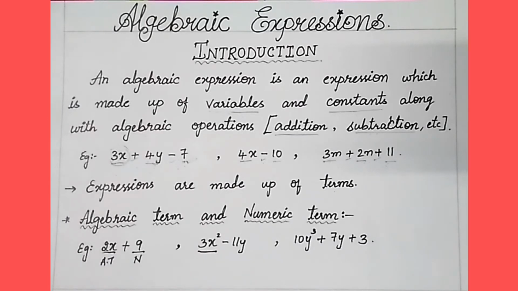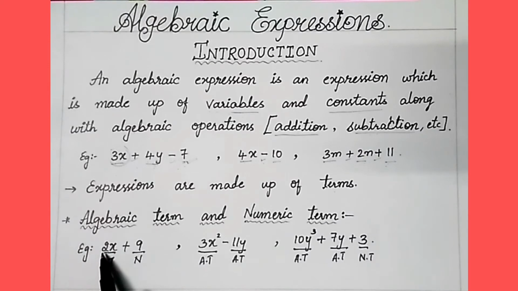3x square is an algebraic term and this minus 11y is also an algebraic term. Let's see the next example, 10y cube. This is an algebraic term. 7y. This is an algebraic term and this 3 is the numeric term. So, if any number is there with variables or any letter, we call it an algebraic term. And if only a number is there, we call it a numeric term.